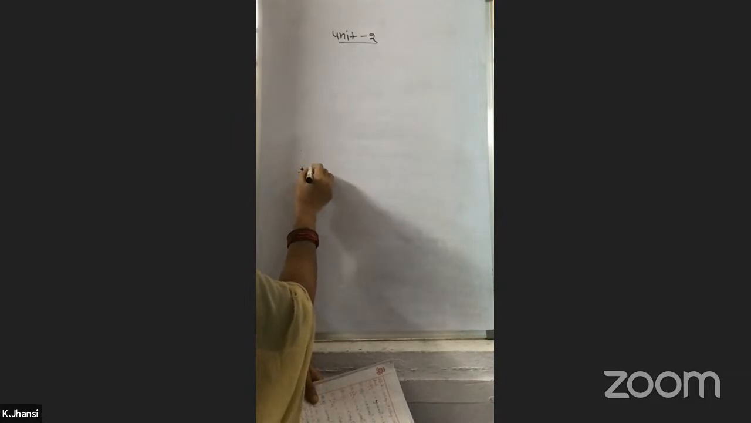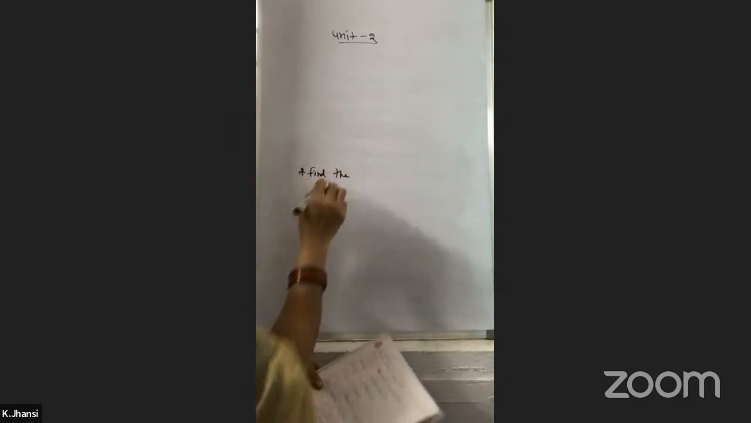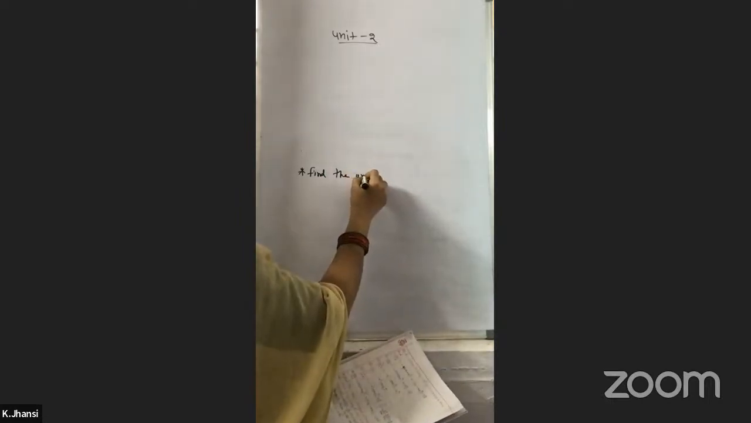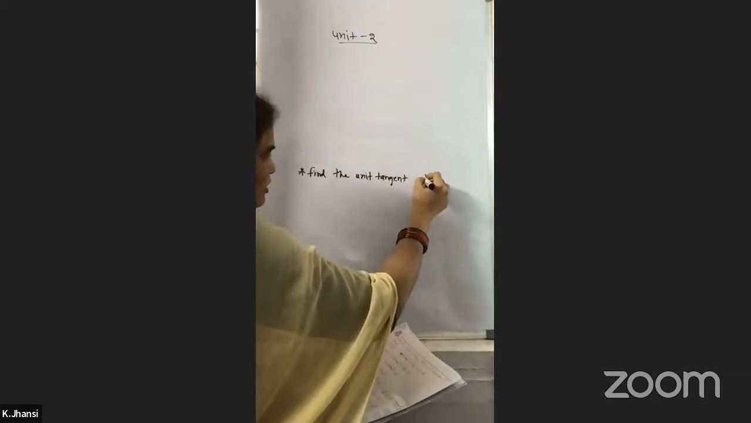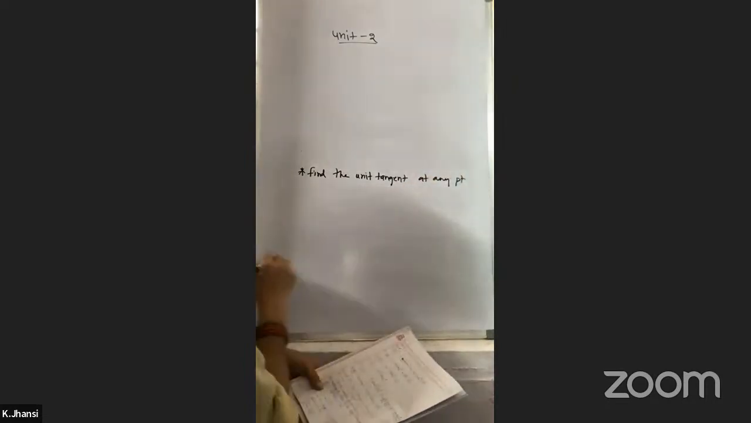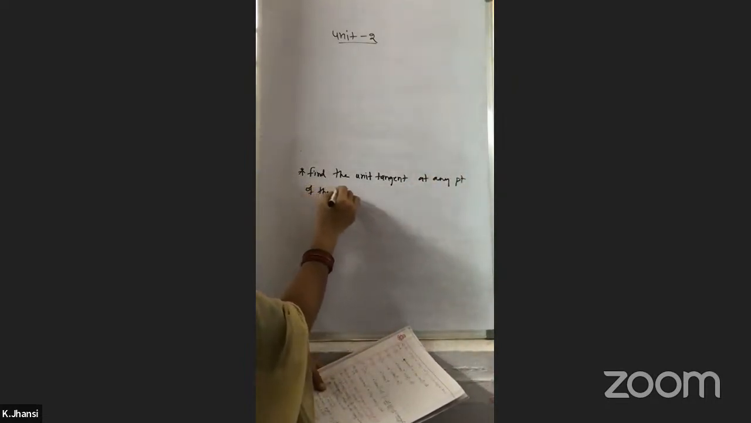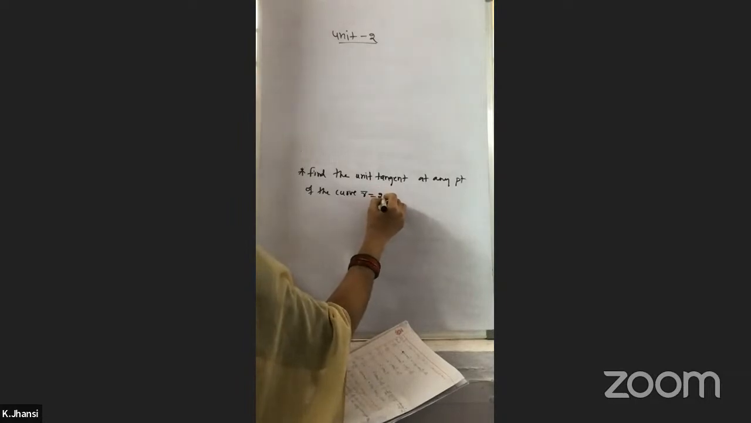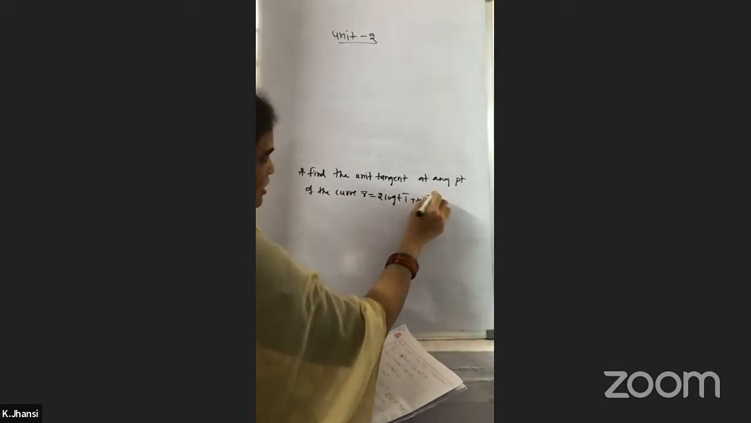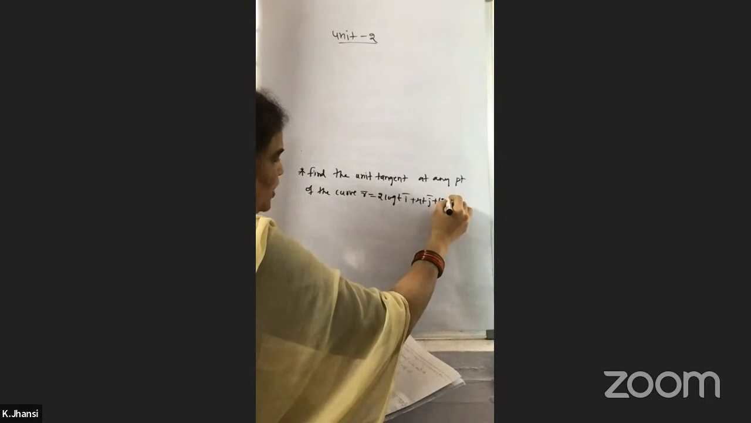So next last problem in the second unit. Find the unit tangent at any point of the curve r equals to 2 log t plus 4tj plus 2t square plus 1 into vector. Okay, this is the given problem.